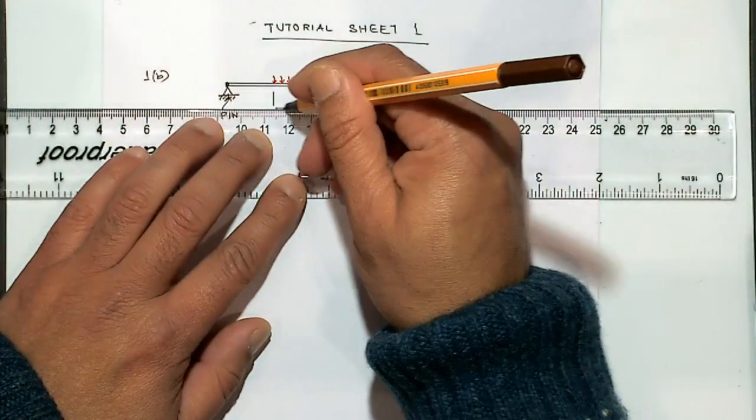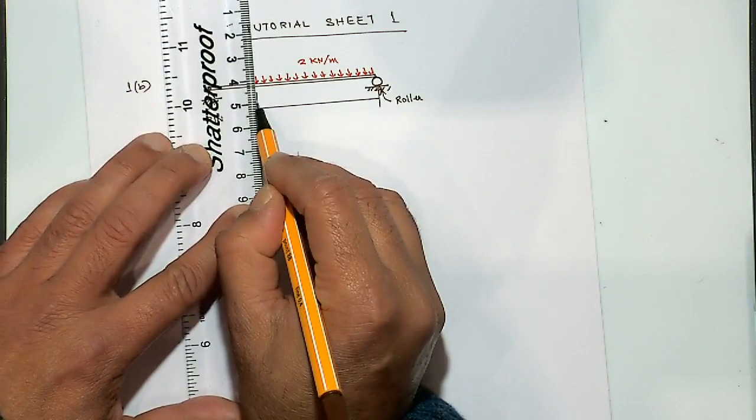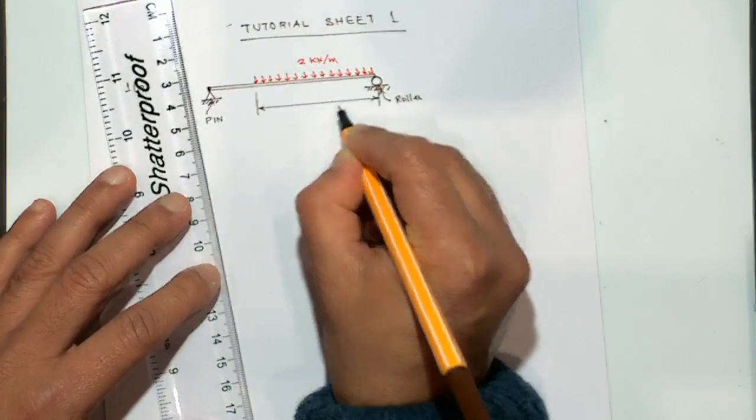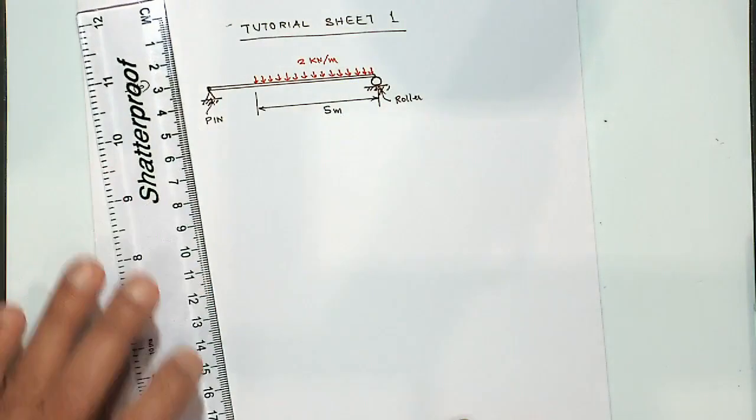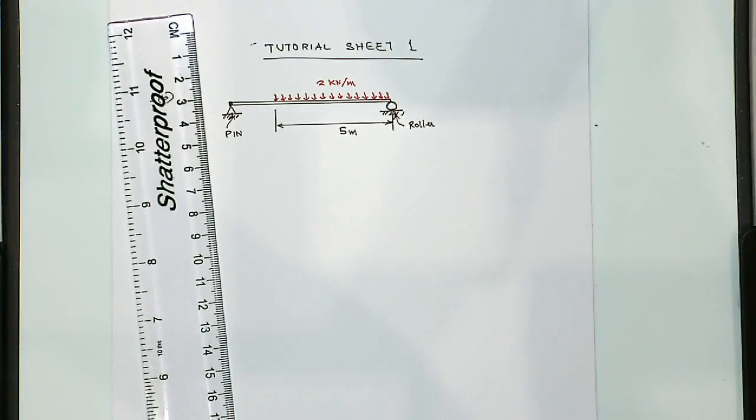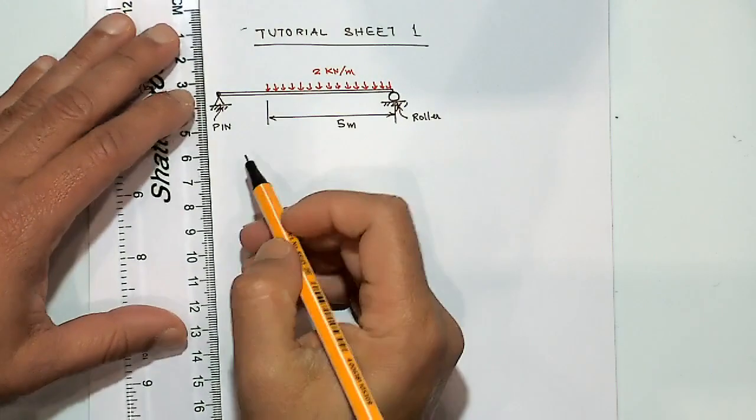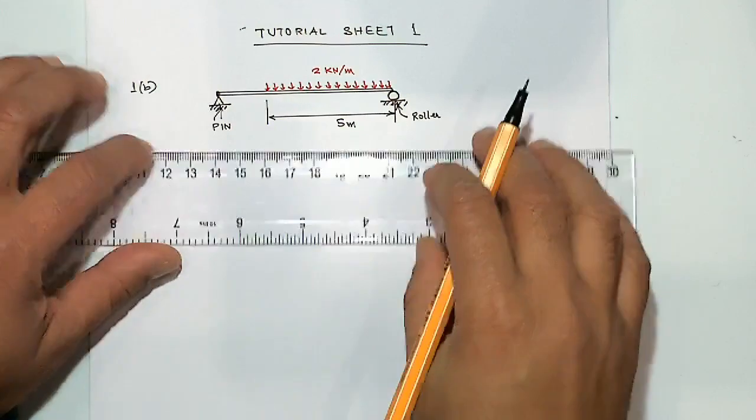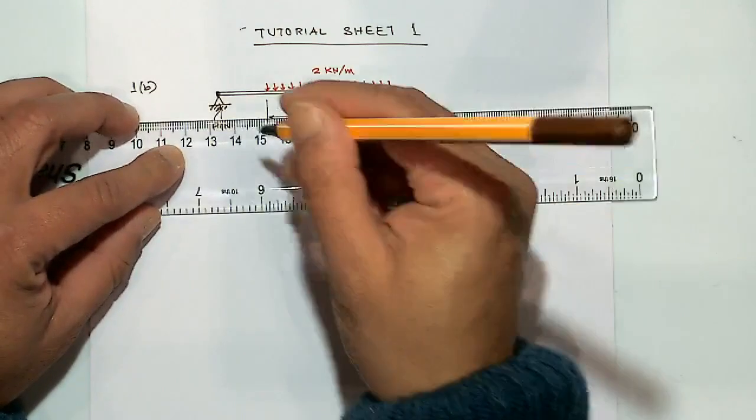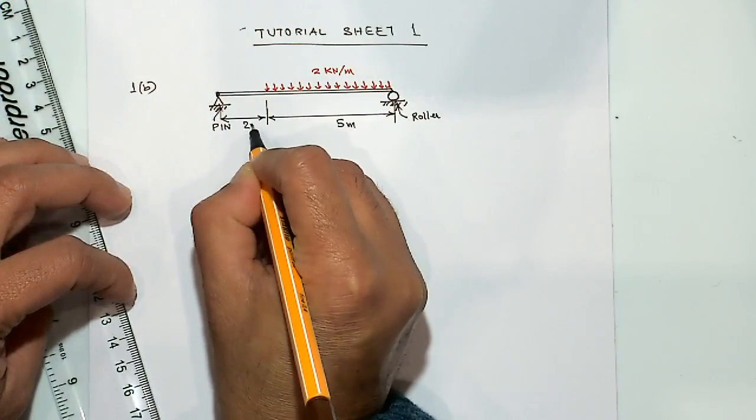So the total load would be 5 meters times 2 kilonewton per meter, so 10 kilonewton would be the load in this case. And then this is of course 2 meters over here. So this problem asks you to find out what would be the reaction forces in the supports.